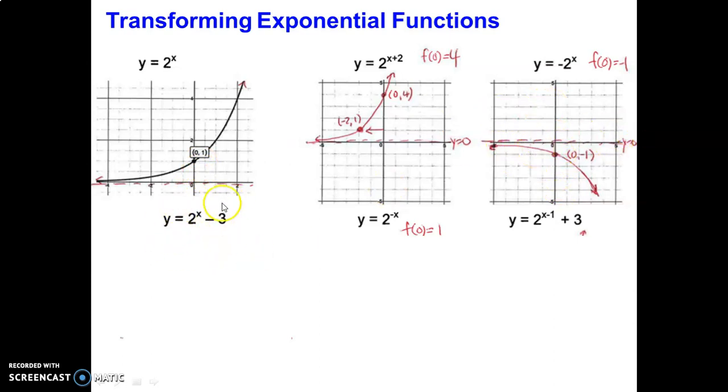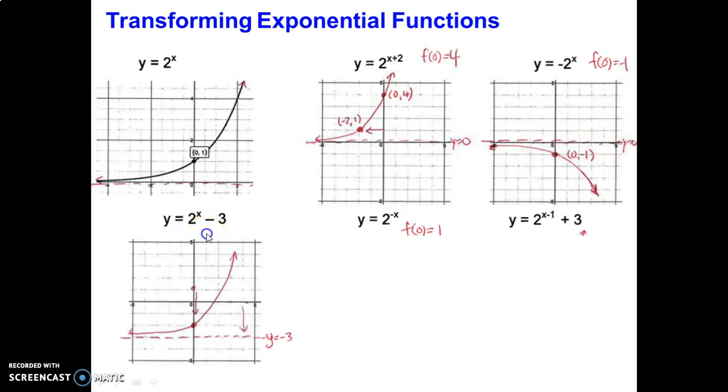Next one, what effect would this have? Well, here we subtracted 3 from the entire function, so it goes down 3 units, right? Subtracting from the entire function means subtracting 3 from the y values, so the whole function goes down 3 units. And whereas the asymptote used to be y equals 0, now it's y equals negative 3, because if it's going up and down, that asymptote will go up and down with the graph. So now it's here.